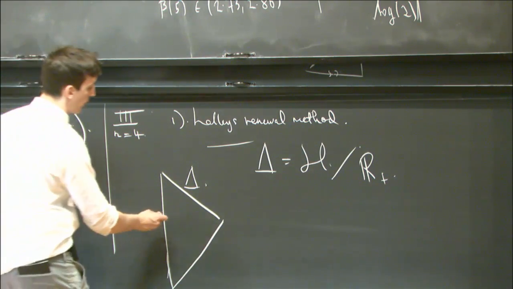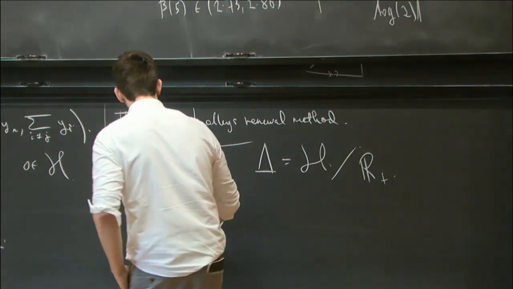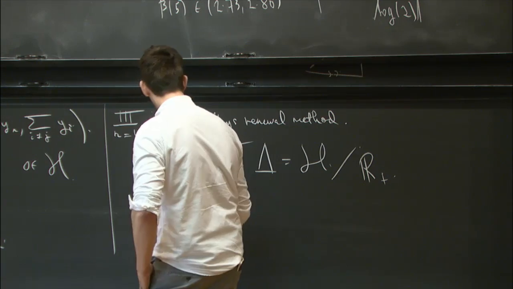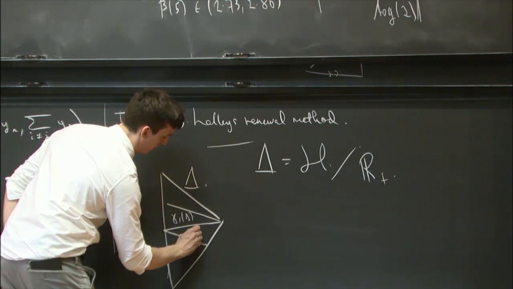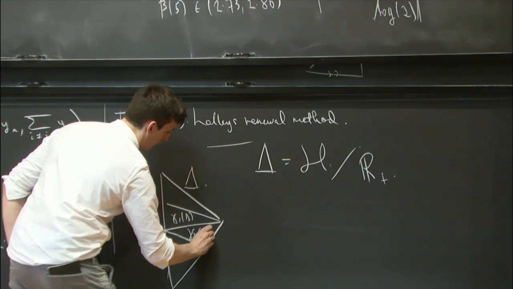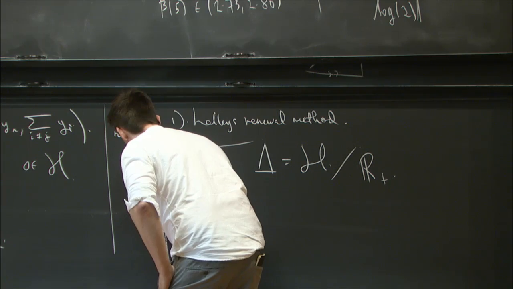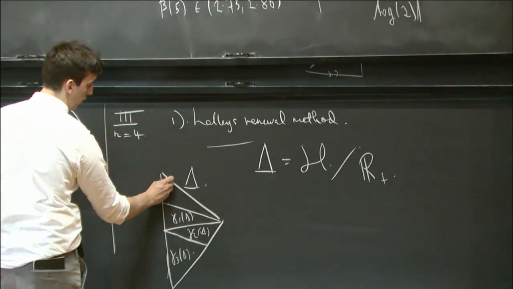So what happens is that the first generator maps the whole of delta into this triangle. The second generator maps the whole of delta into this triangle. This is gamma 2. And the third generator maps the whole of delta into this triangle down here. They're disjoint apart from their boundaries. So in particular, there's a hole.